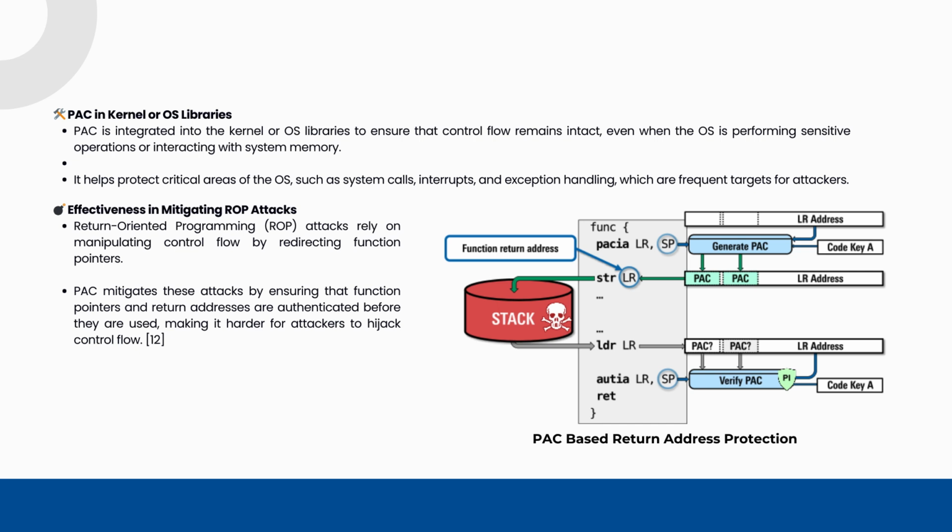This method ensures that only trusted pointers are used, making it far harder for attackers to control execution flow. PAC is a crucial defense mechanism against sophisticated attack techniques that manipulate pointers to execute malicious code.